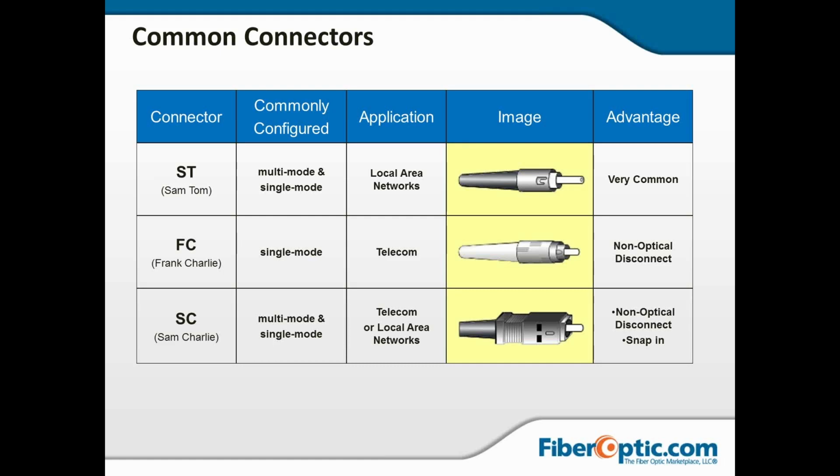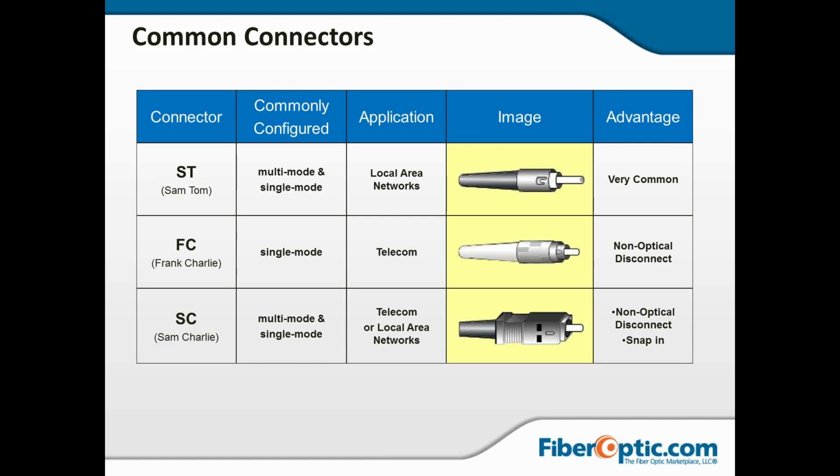Let's return to the top, though. I digress. Sam Tom or ST connectors, stab and twist. They're used in multi-mode and single-mode applications. Typically, you'll see them in the local area networks, and they're relatively common.